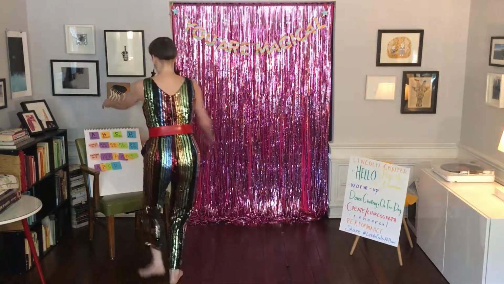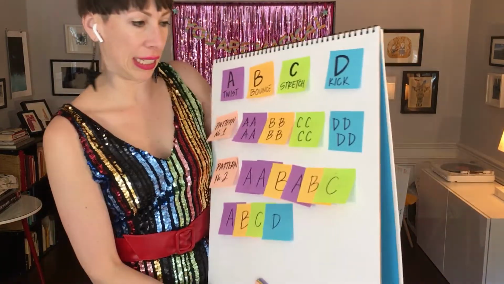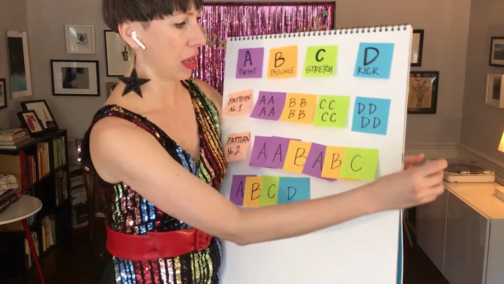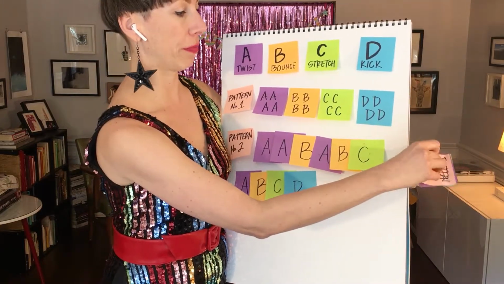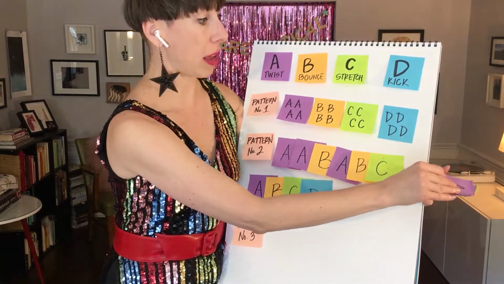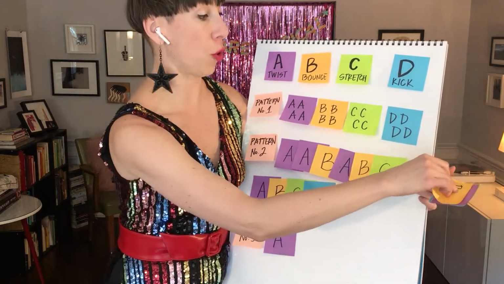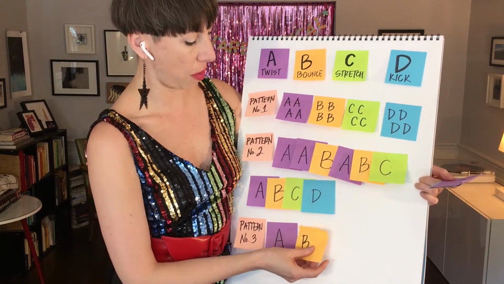Let's see what pattern is next. We've done repetition, accumulation. What could be next? Oh, this is a real thick stack too. Let's see what we have here. Okay, for pattern number 3. Oh, starts with an A. We know how to do that. And then it goes to a B. All right, this seems familiar.